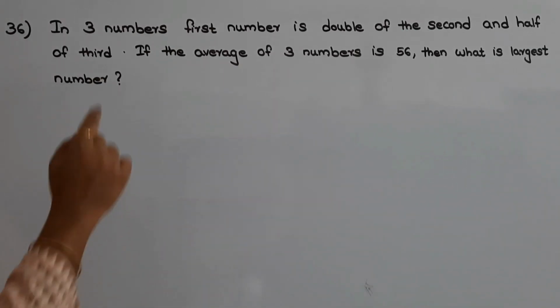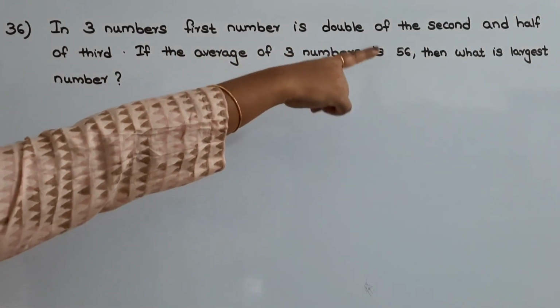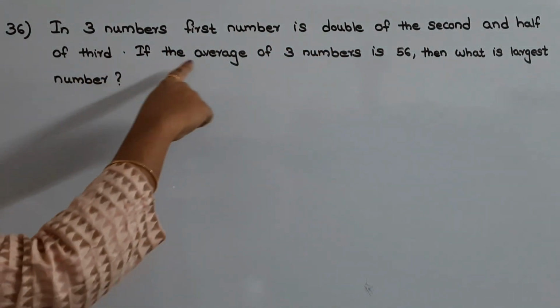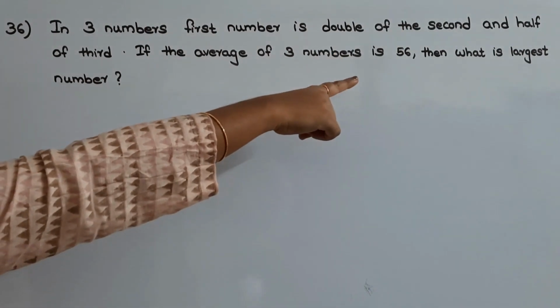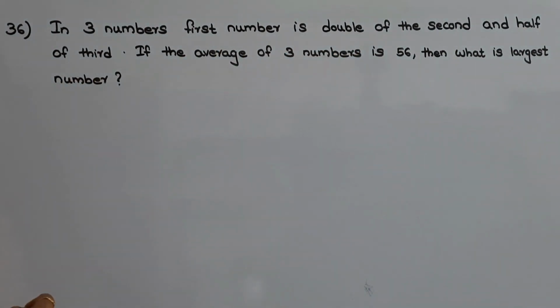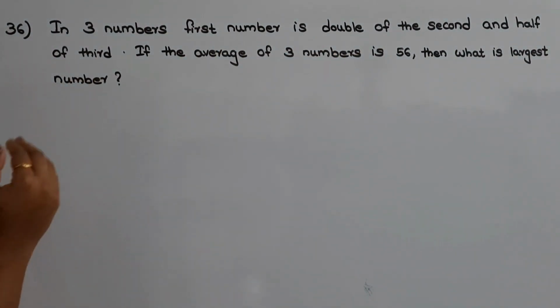In 3 numbers, first number is double of the second and half of third. If the average of 3 numbers is 56, then what is the largest number? So in this question, they have given 3 numbers and they are telling that the first number is double of the second.